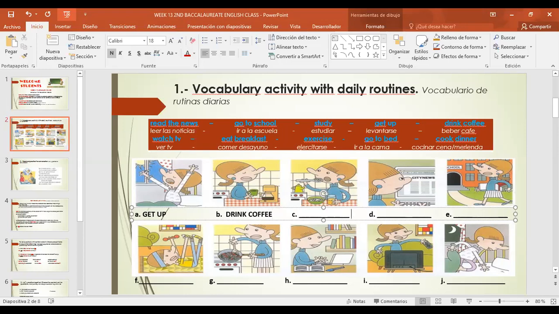A ver, alguien más que colabore en el C. Another guy. Otro chico o chica. Me dice eat breakfast. Se come desayuno. Eat breakfast. Yeah, that's good. Eat breakfast. Está muy bien.